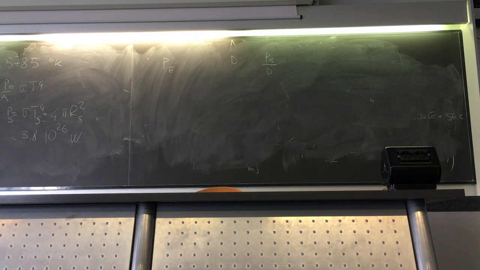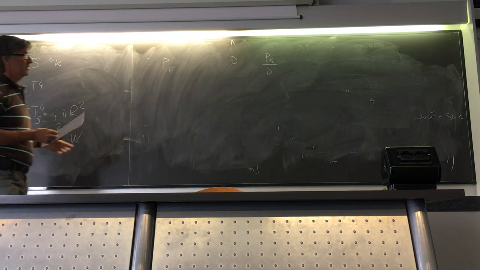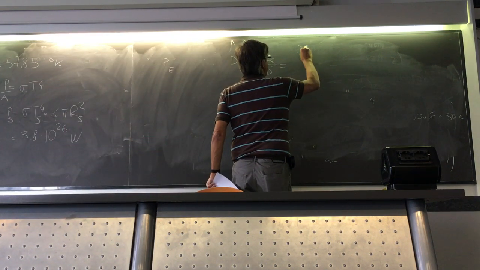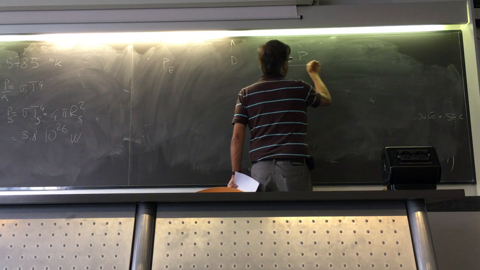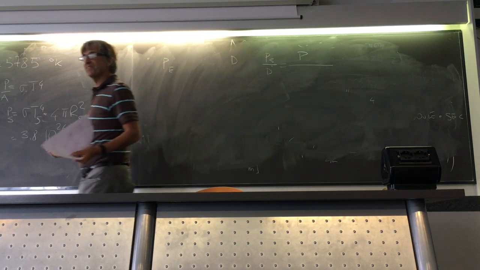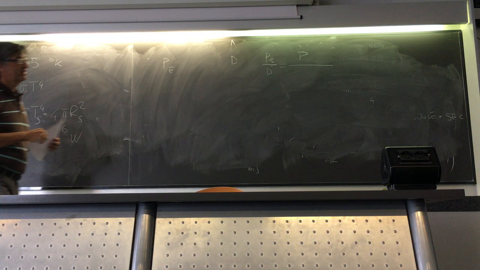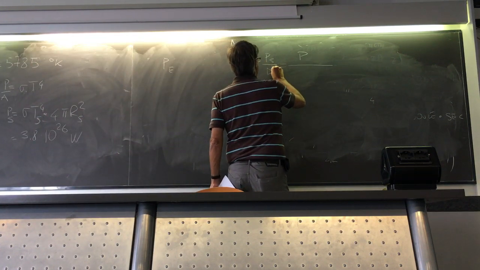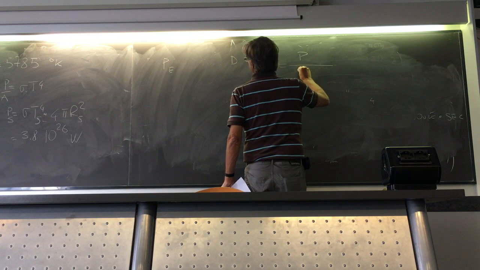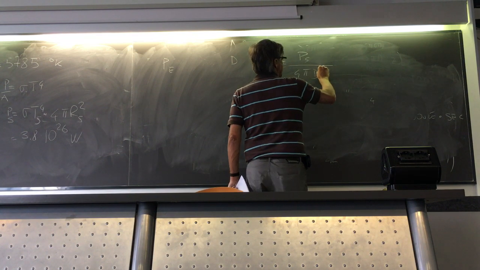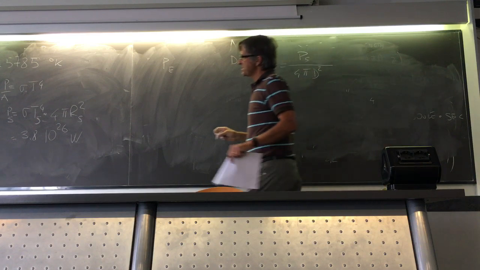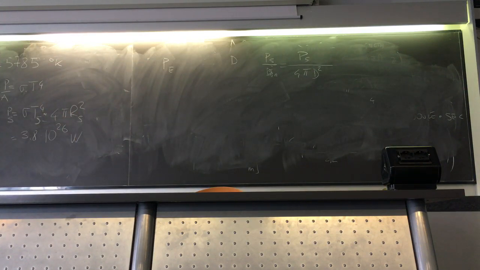This is the total power, divided by what? The total surface of the sphere: 4 pi d squared. So the power divided by the surface is P_s divided by 4 pi d squared. This is the elementary power that you find here on a unit surface.